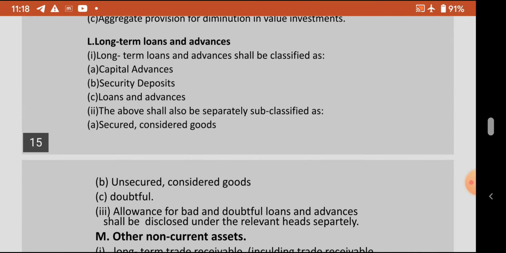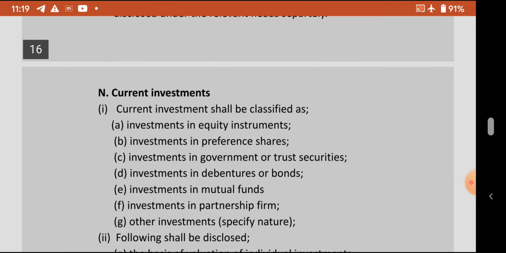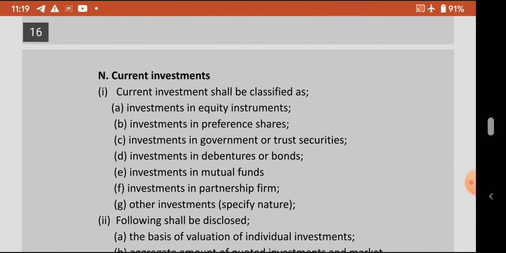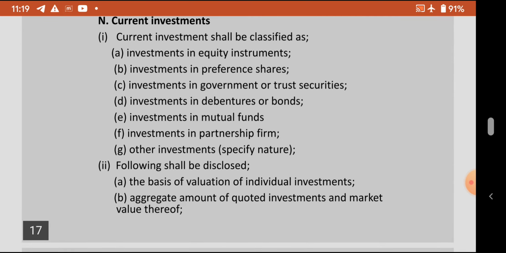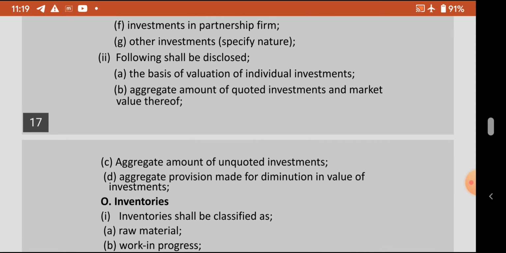Long term investments. Current investments include investments in equity instruments, investment in preference shares, investments in government or trust securities, investments in debentures or bonds, other investments. The valuation of individual investments and the valuation of stocks also need to be disclosed in the balance sheet, how it is calculated.